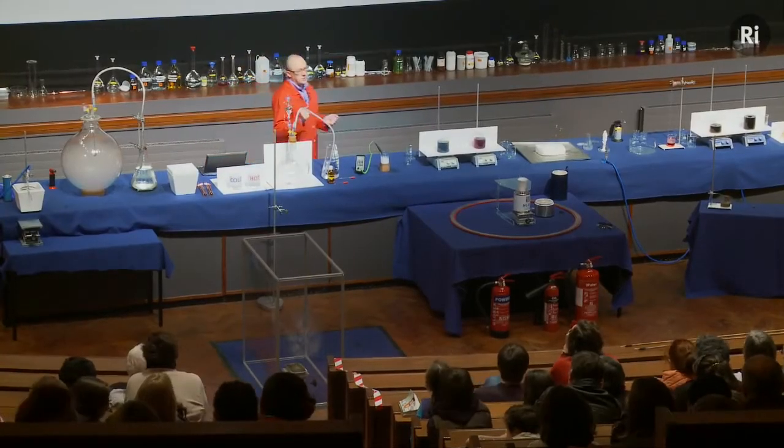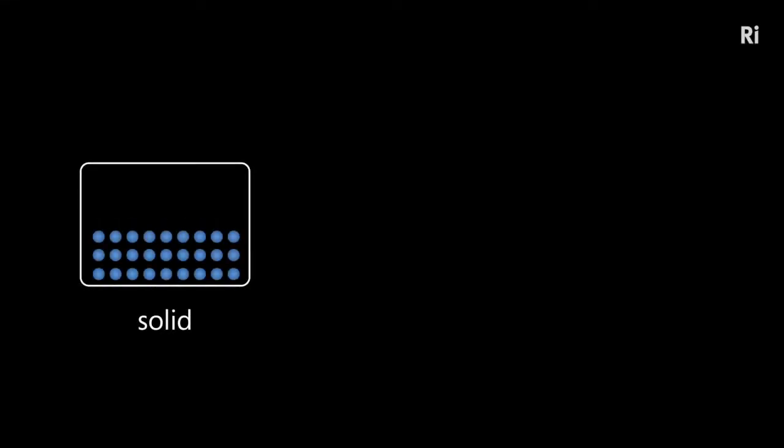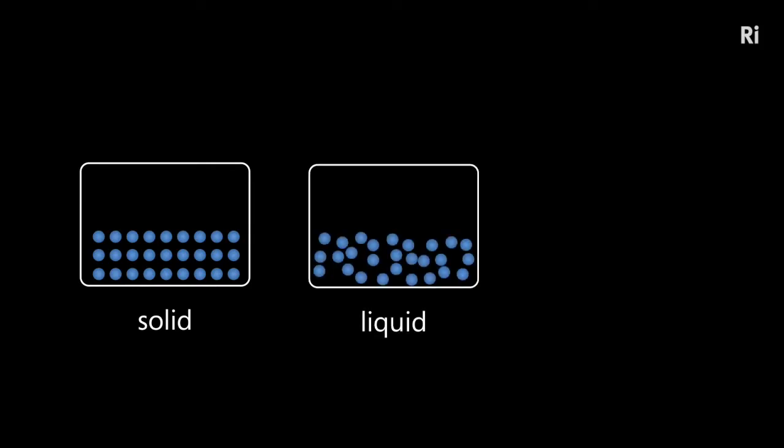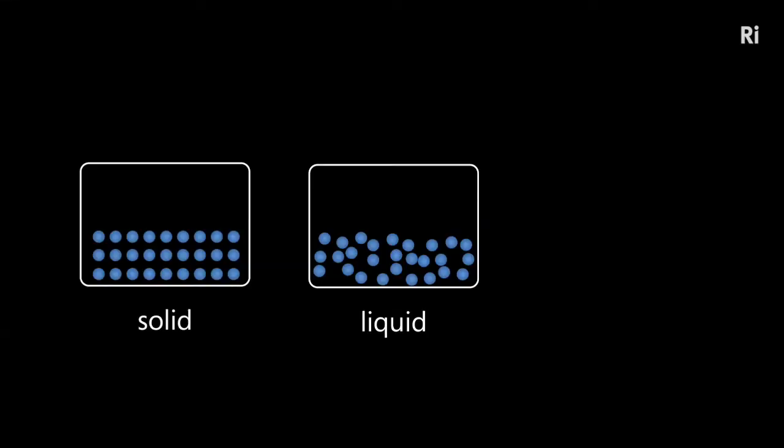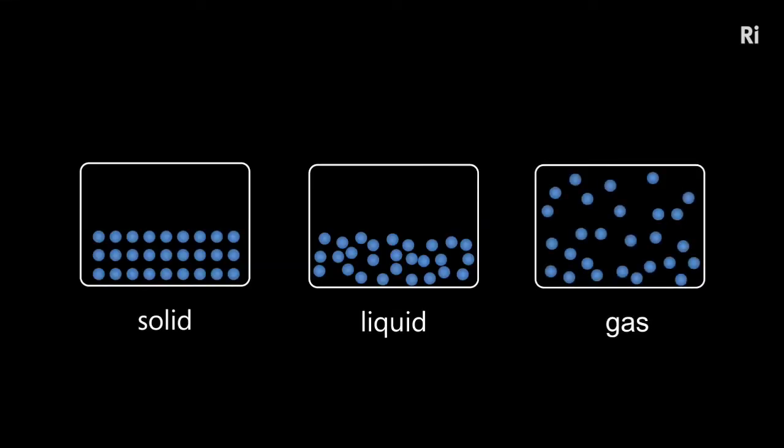So let's think about a solid. In a solid, the atoms or the molecules are arranged in nice, neat rows. They're very ordered in a sort of crystal lattice. In a liquid, the molecules can move around. They're not in fixed positions anymore. So this is a more disordered state than a solid. And a gas is even more disordered because the atoms or the molecules are free to move around. They can fill the container. So as we go from solid to liquid to gas, the entropy, or the disorder, increases.